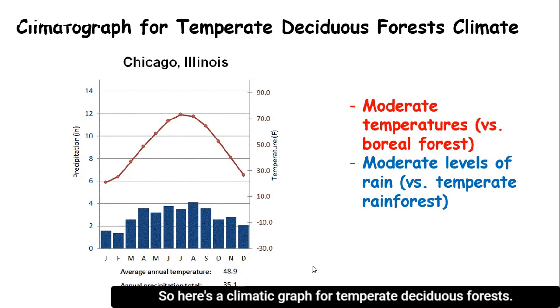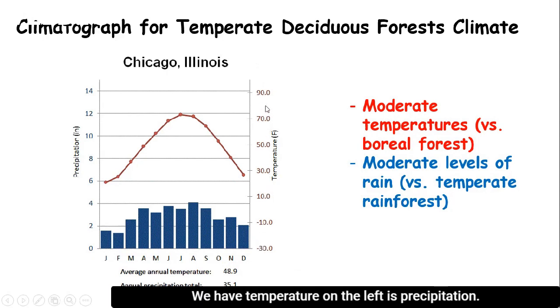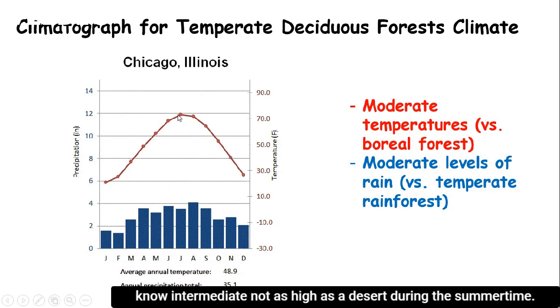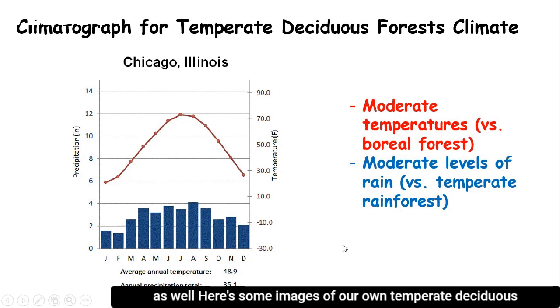Here's a climatograph for temperate deciduous forests. We're looking at Chicago, Illinois as our example. Again, we have moderate temperatures. On the right side, we have temperature, and on the left is precipitation. Looking at our temperature range, we can get kind of cool, in the 30s, maybe even lower. And then intermediate, not as high as a desert during the summertime. And we have moderate levels of rainfall as well.